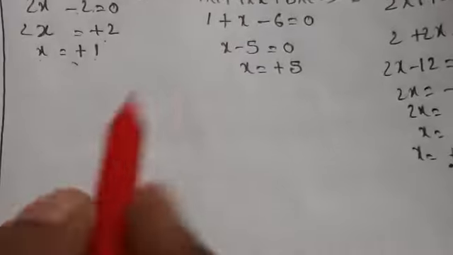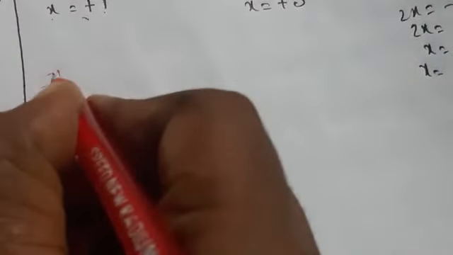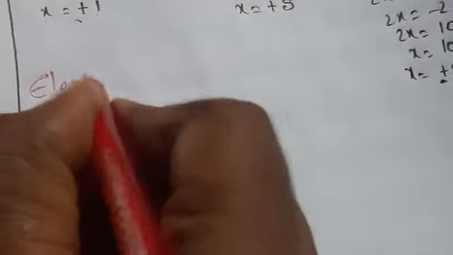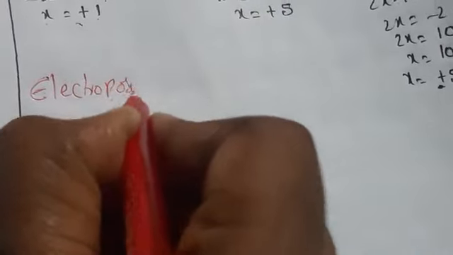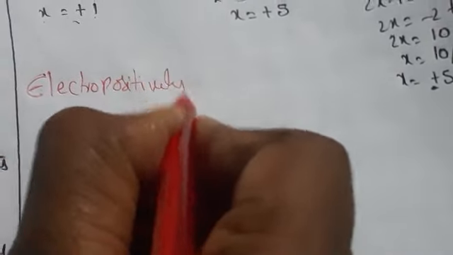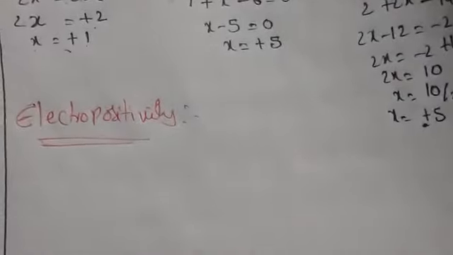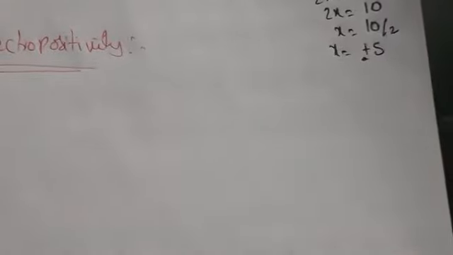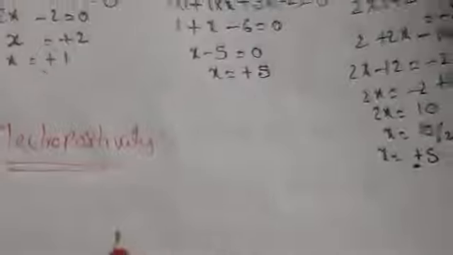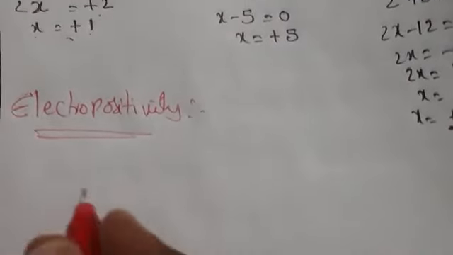Next, let us discuss electropositivity. What is the next one? Electropositivity. Here electronegativity is different, electron affinity is different, and electropositivity is different. Now let us see.